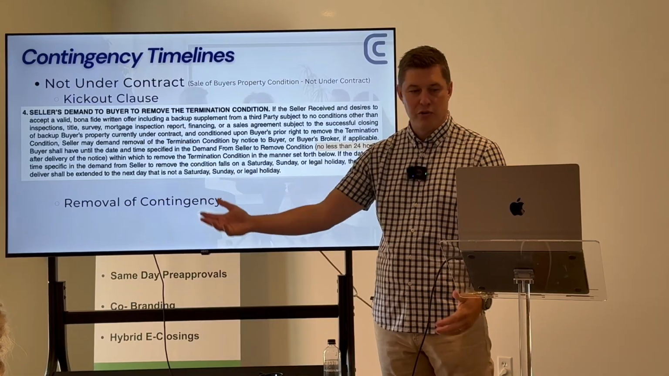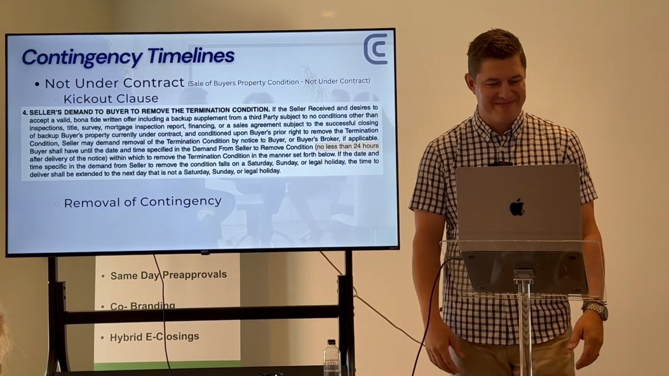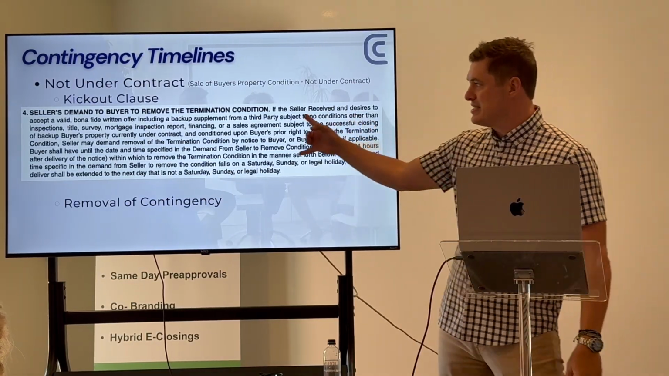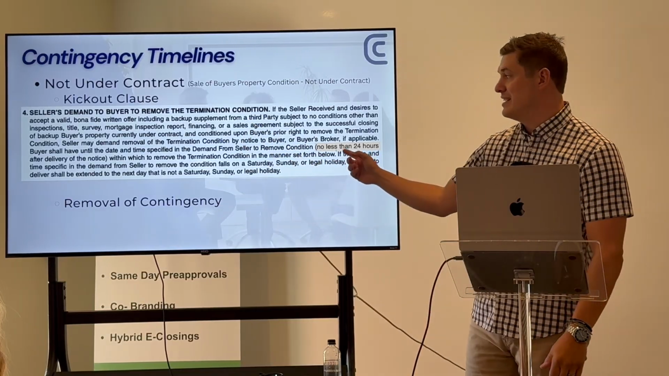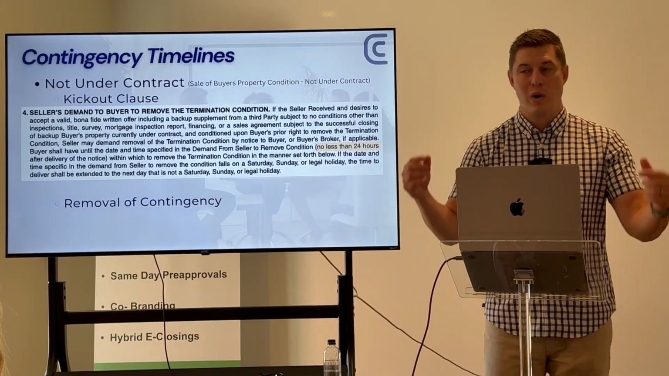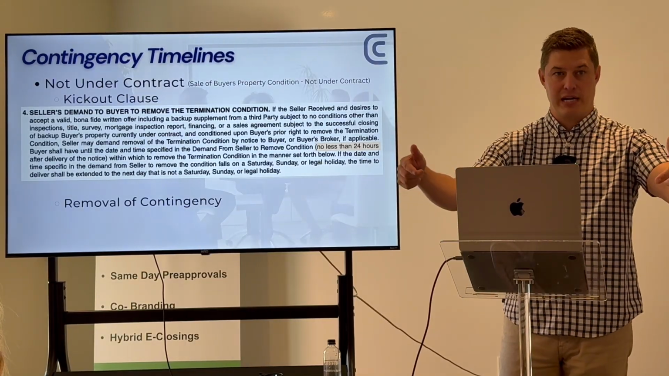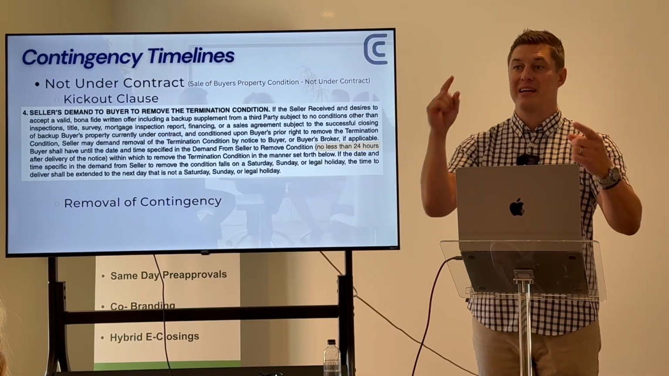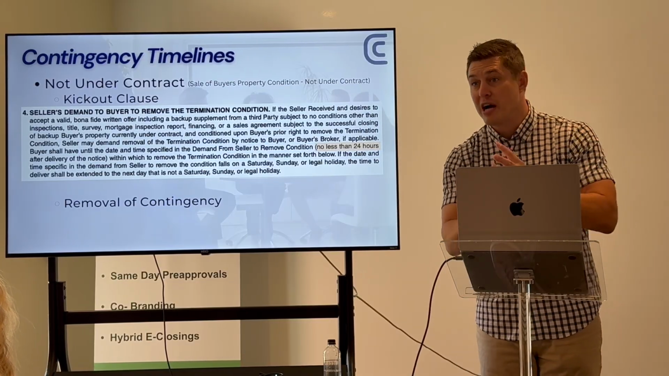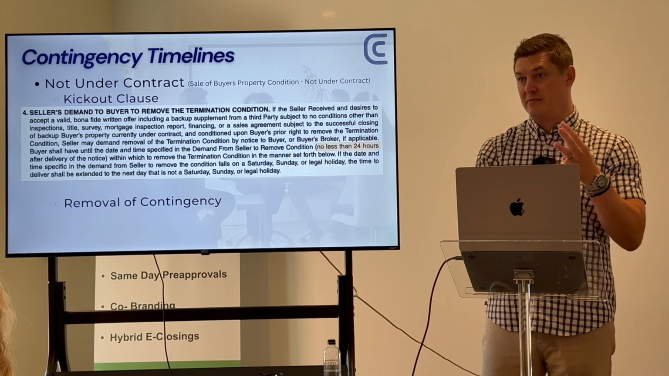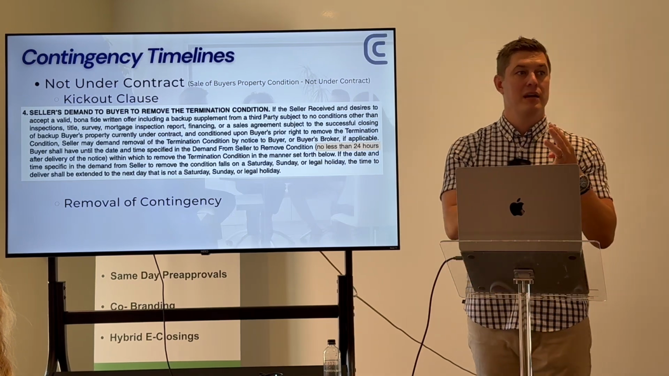I was supposed to show you a removal of contingency, but I don't have it. This is how the seller can demand the removal when they receive another offer, and they can initiate the kickout clause when the buyer's house is not under contract. They can continue to market it on the MLS, do open houses, do price drops, whatever they want to sell the house.